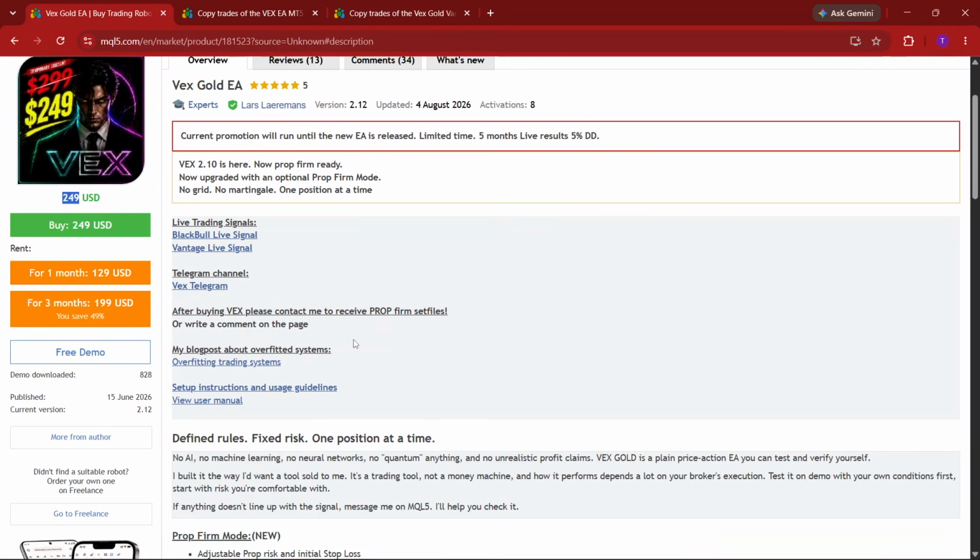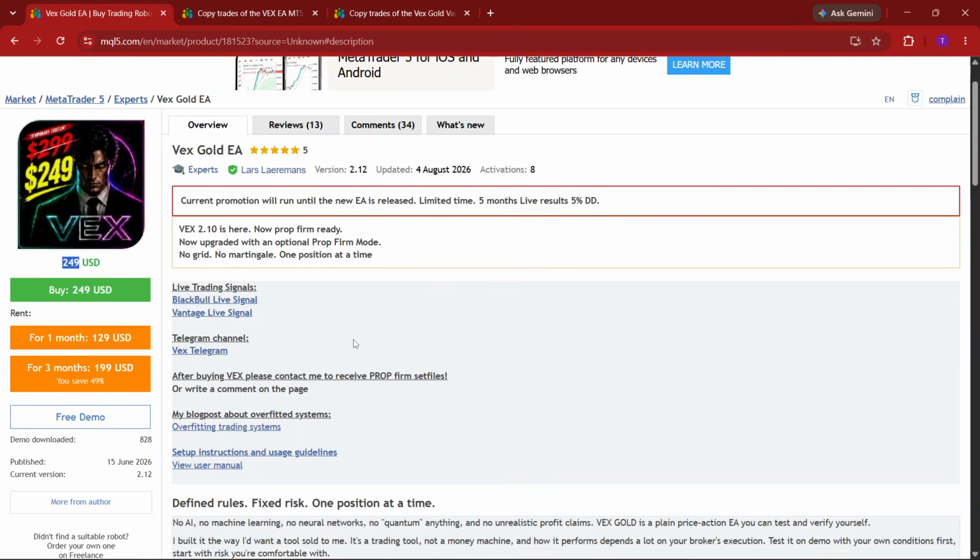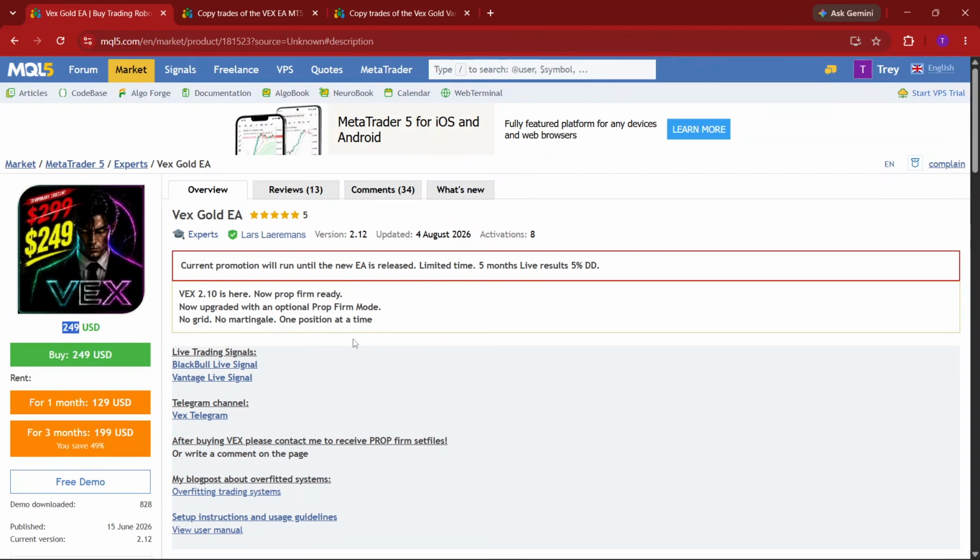Before we go to the backtest, let's walk through what the developer is actually saying on the product page so you can decide if it's worth a closer look or your money.